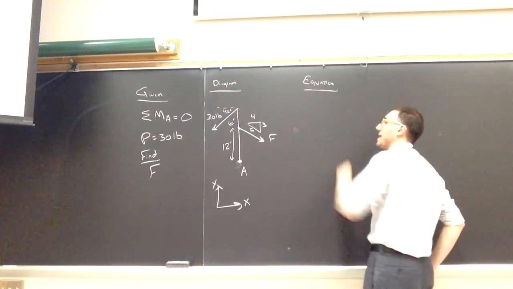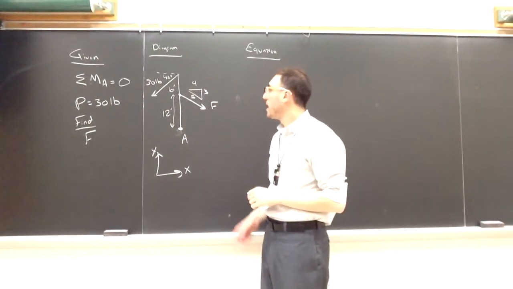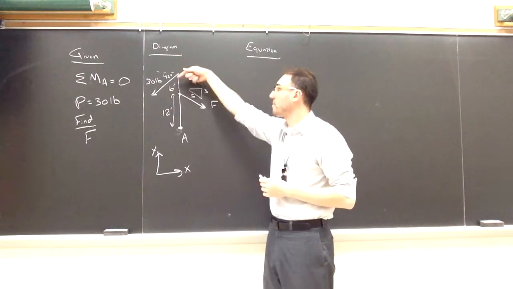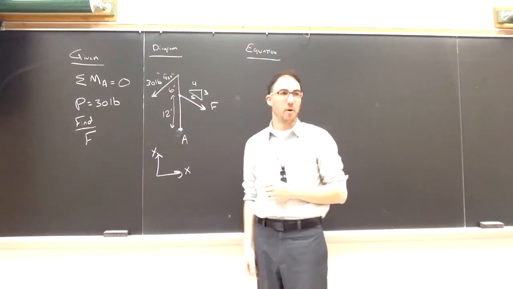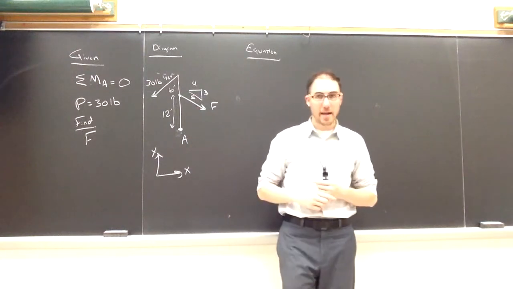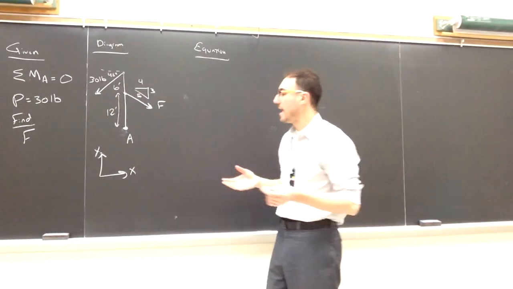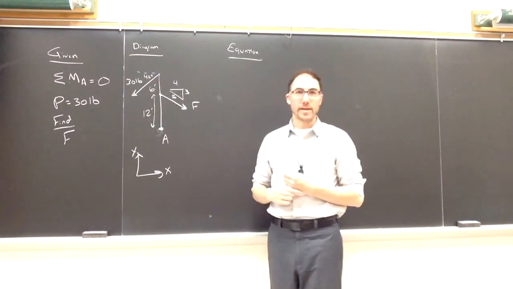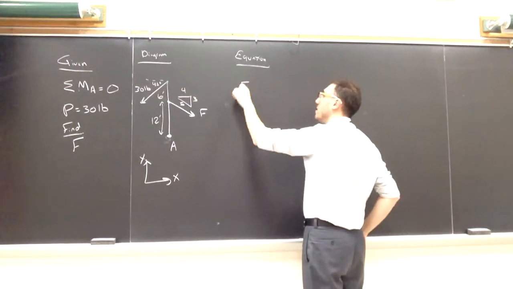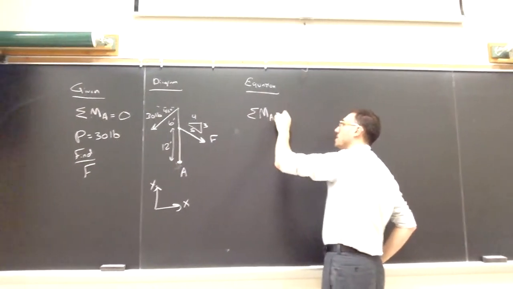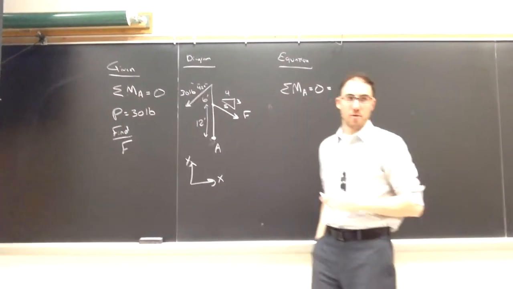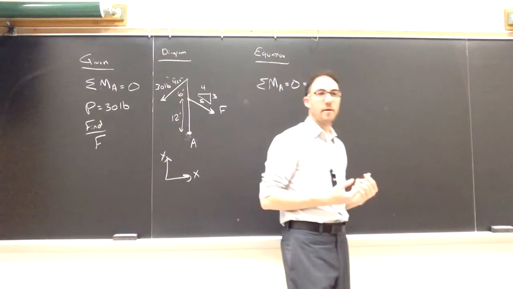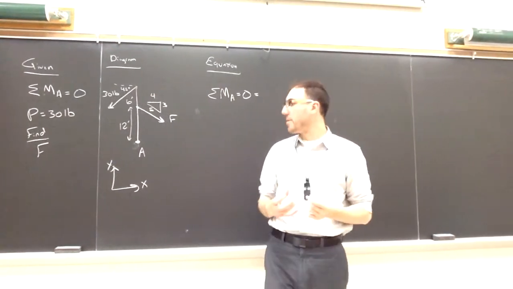All right, so it doesn't look that different than what we've been seeing, except that, again, F and P are not concurrent. They're acting at different places on this utility pole that emanates from A. And that has an effect on the net moment they're going to contribute around that point A. So the equation we're going to use is the net moment around A is going to be 0 in this case. So what we need to find is what are all of the things that contribute to the moment around A.